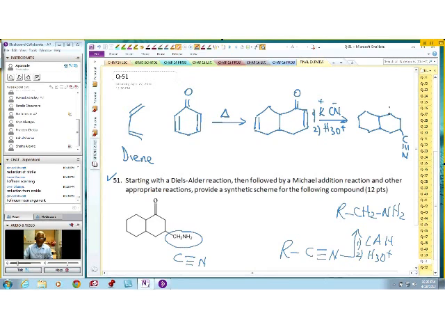Okay, so that gives you that, and this here. Now at this point, what do you do? You could now do LAH, followed by dilute acid. That will transform this nitrile to the primary amine. That gives you the primary amine.